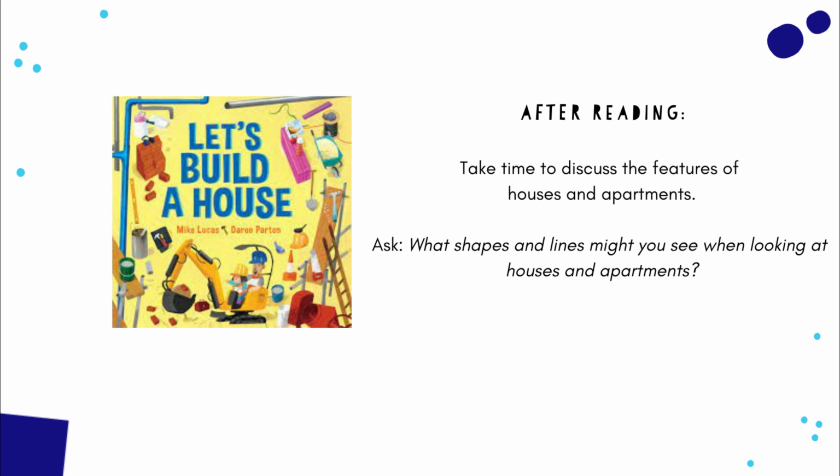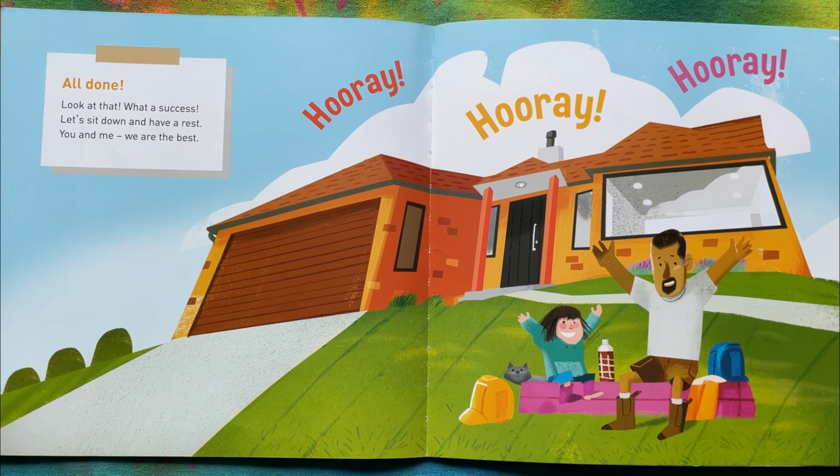Once you have finished reading the story, you might further discuss the features of houses and apartments with your students. What shapes and lines might you see when looking at houses and apartments? Here's what this might look and sound like.